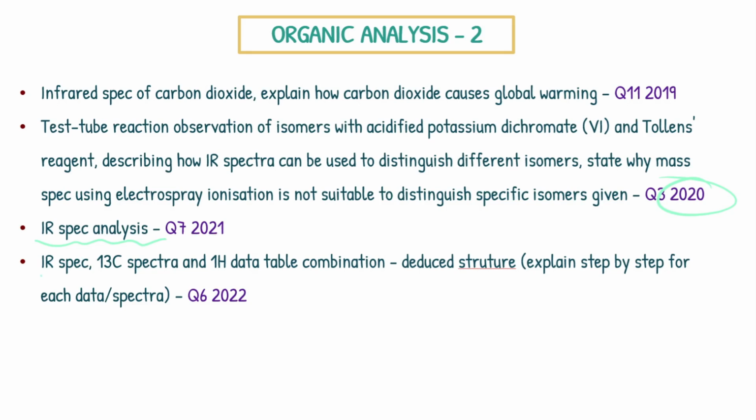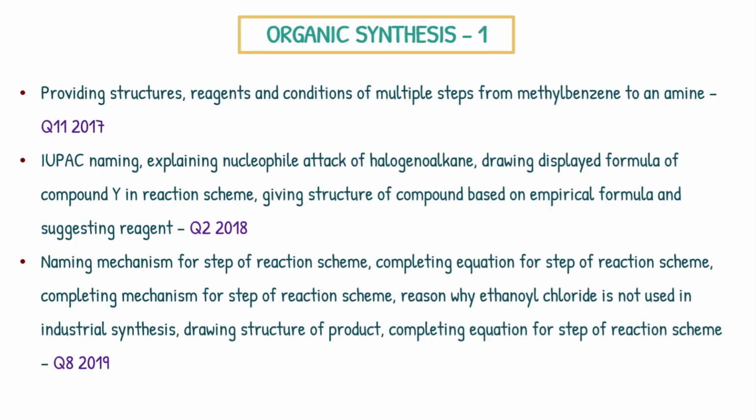Okay, question 7, 2021. All right, next up here, we have IR spec, carbon-13 spec, and proton NMR data table. This was another combo, right? And you had to deduce the structure, explain step by step for each data and spectra. Okay, so a typical 6 mark justification question that you will see. This was from 2022. I've done a breakdown of this video on my channel already, so feel free to check that out if you want.